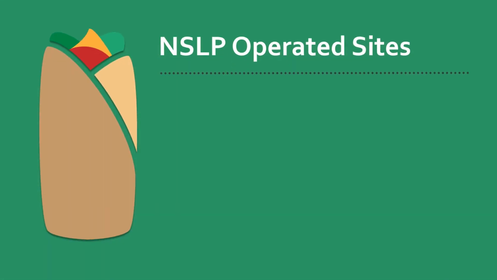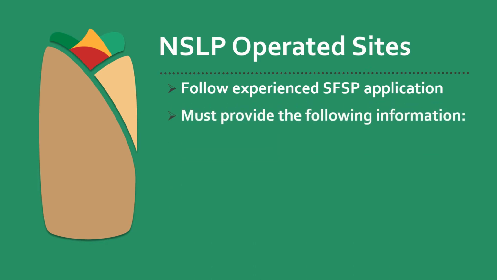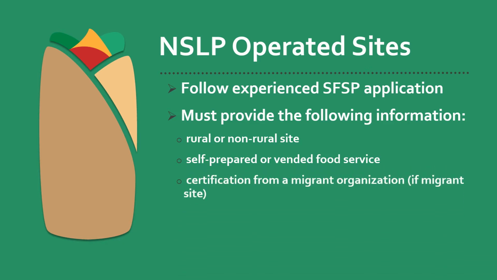School food authorities applying to operate the SFSP at the same sites where they provide meal services through the National School Lunch Program may follow the application requirements for experienced SFSP sponsors and sites instead of the application requirements for new sponsors and sites. School food authorities must provide the following information when applying to operate the SFSP: whether the site is rural or non-rural, whether the site's food service will be self-prepared or vended, and if the site is a migrant site, certification from a migrant organization that the site primarily serves children of migrant worker families is required.